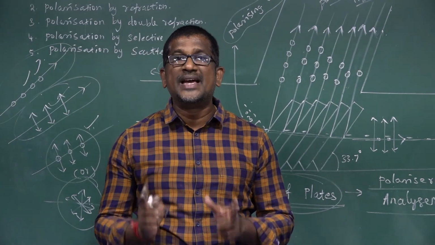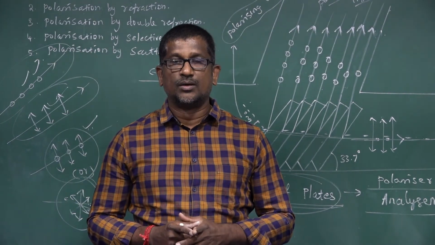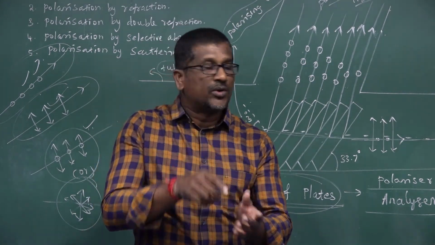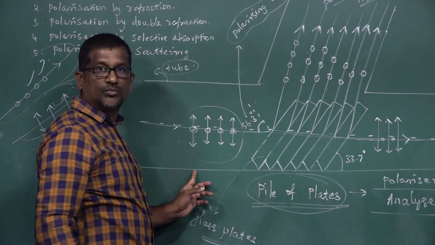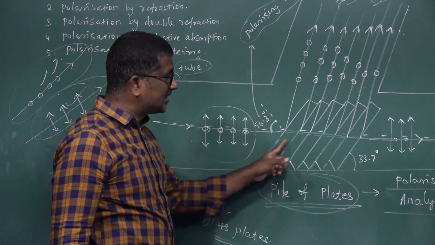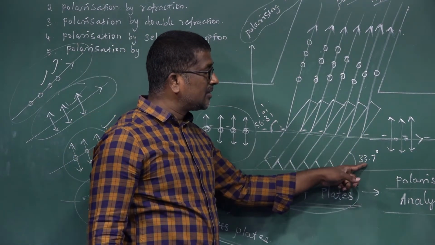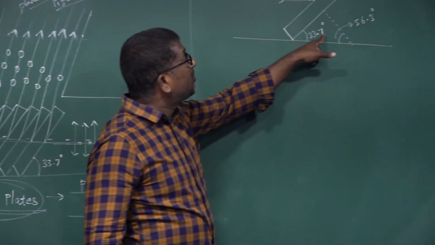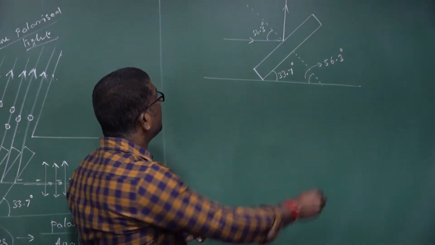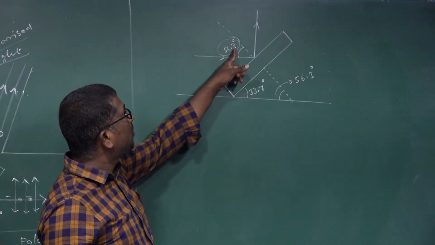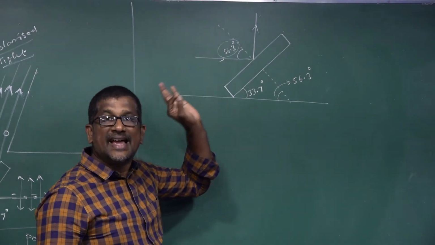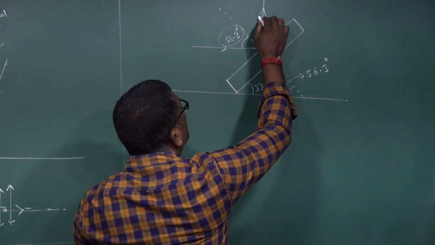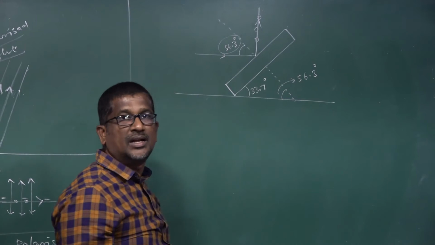Its construction is based on polarization by reflection. Its experimental arrangement consists of a large number of glass plates. They are placed one over the other inside a suitably sized tube. These glass plates are inclined at an angle of 33.7 degrees with respect to the axis of the tube. 56.3 degrees is the polarizing angle for glass. Now the reflected beam becomes completely plane polarized.